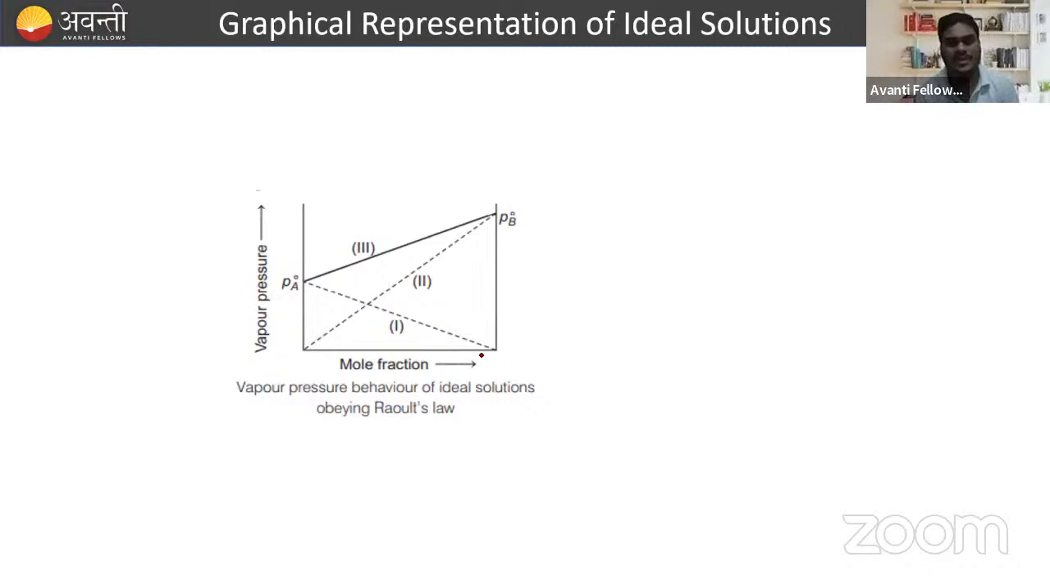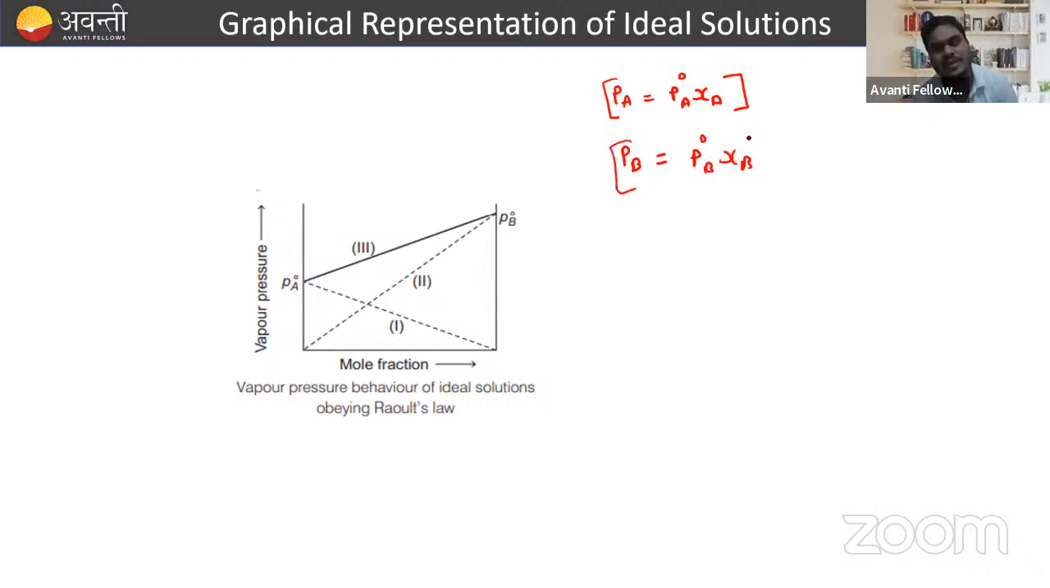We also represent an ideal solution by using a curve between mole fraction and vapor pressure. Mole fraction is taken along the x-axis and vapor pressure is taken along the y-axis. So this is the curve between the mole fraction and the vapor pressure. What does the curve indicate? We know that according to Raoult's law, PA is equal to P naught A multiplied by XA, right? Similarly, PB is equal to P naught B into XB.